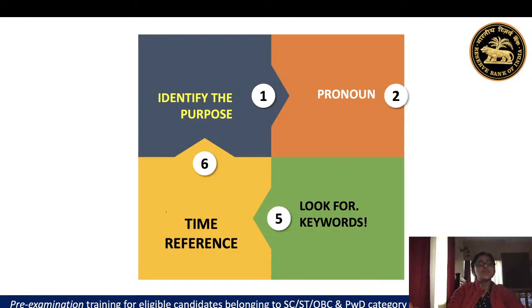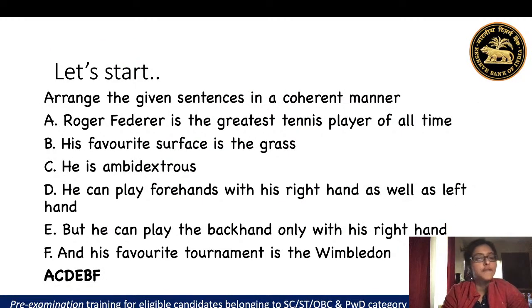So we are going to use these steps, right? We are going to identify the purpose. What is it all about? We're going to see if we have some pronouns. For example, let's go back to the Roger Federer story. Look at this. First sentence talks about Roger Federer.